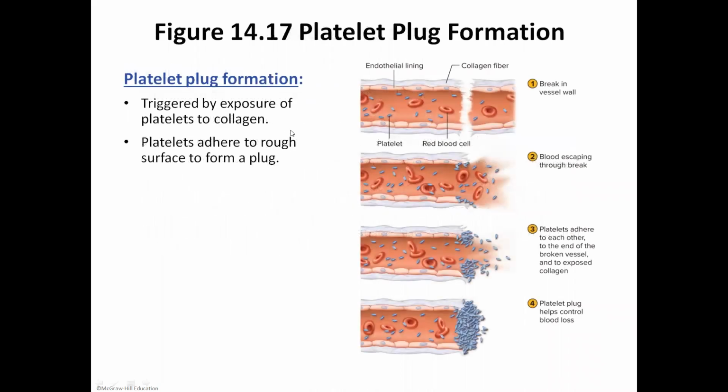The next step is creating a platelet plug. Basically, what you're doing is plugging up the hole. It's triggered by exposure of collagen; it's the exposure of platelets to collagen, where they adhere and form this plug. As you can see, there's this nice little tear that has happened, this break in the vessel wall. You're going to have this constriction happening, where the walls come closer together to prevent as much blood loss as possible.